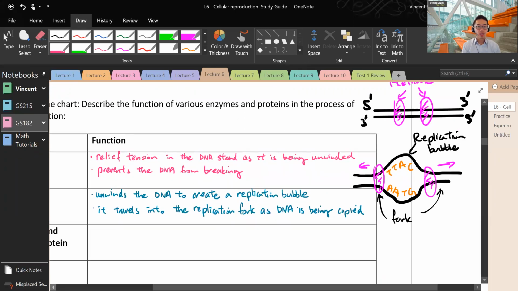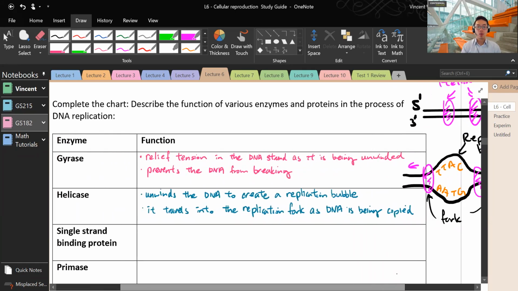Now, there's another thing. When you unzip the DNA, the strands actually want to come back together because the T is attracted to the A with the hydrogen bonds, and the C and the G are also attracted to each other through hydrogen bonds. They have a tendency to come back together. They have a tendency to re-anneal. That's the proper term. So we don't want that, right?